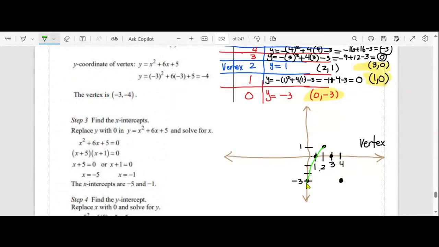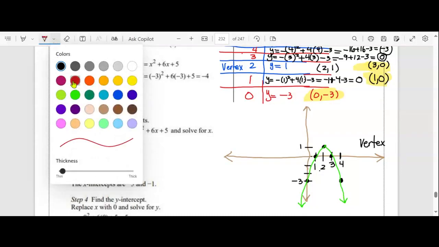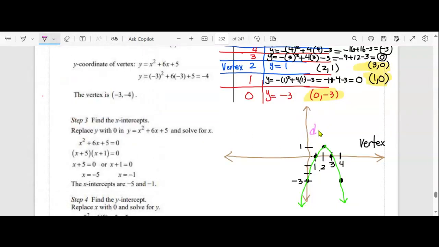So your parabola will go upward or downward? It's going downward. And this vertex, is it a maximum or a minimum? Maximum, right? Because the point is at the top. Is this clear? Yes, sir.